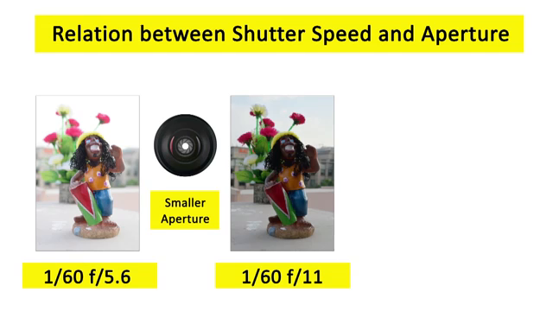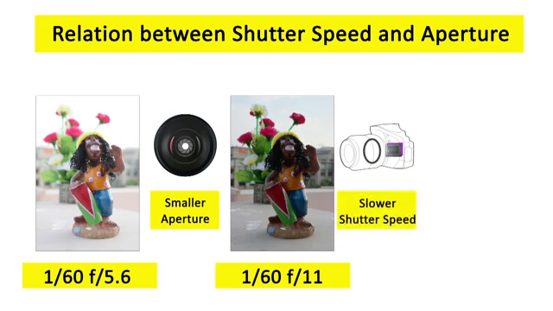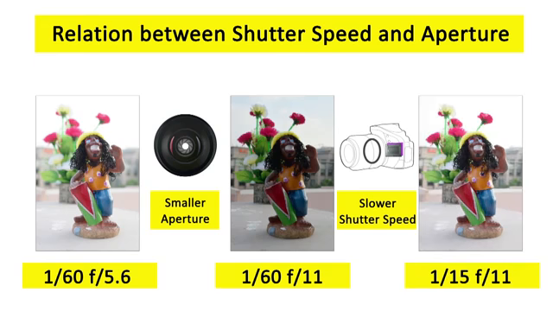In order to compensate for that, the second aspect that you need to change in your camera is the shutter speed. You need to slow down the shutter speed in order to increase the duration of light entering the image sensor. Once you slow down the shutter speed to 1/15th of a second and keep the same aperture, that is f11, you will get more background in focus. That means you will have a greater depth of field and the same exposure as the first image.